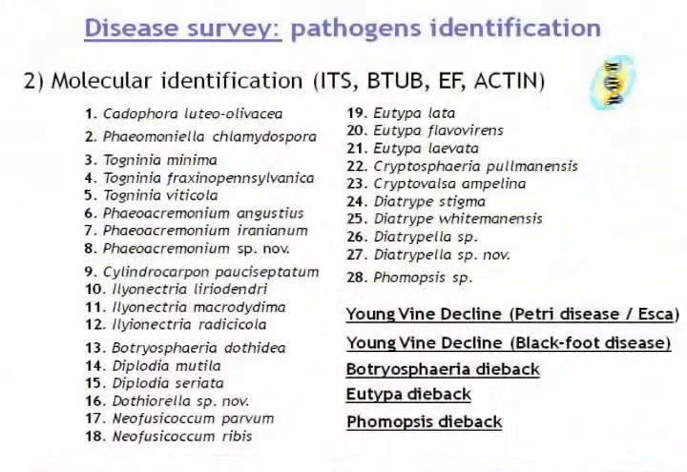And what we found from the survey, 28 different pathogens exist in BC and have been confirmed there. And we have the young vine decline and ESCA pathogens, Blackfoot disease pathogens, Botryosphaeria dieback, Eutypa dieback, and Phomopsis. So 28 in all known pathogens that have been confirmed in British Columbia.